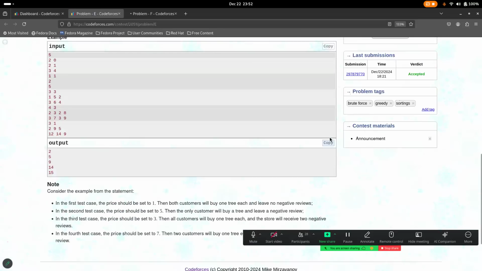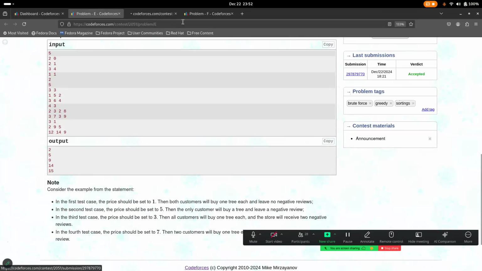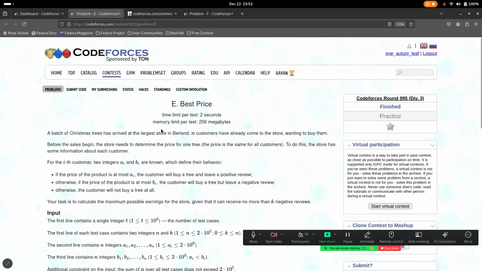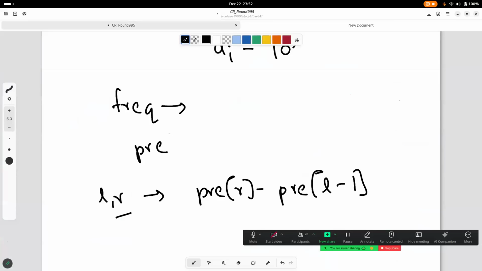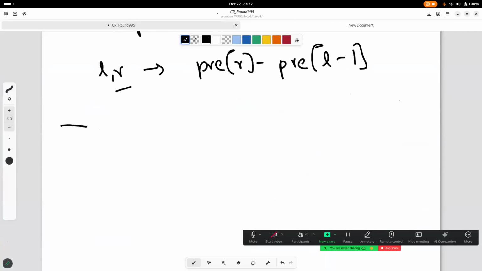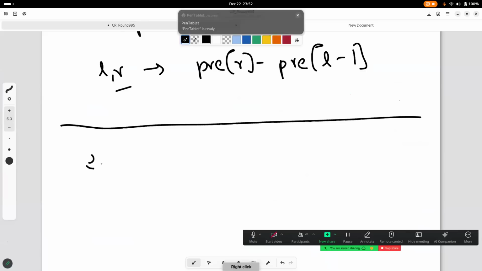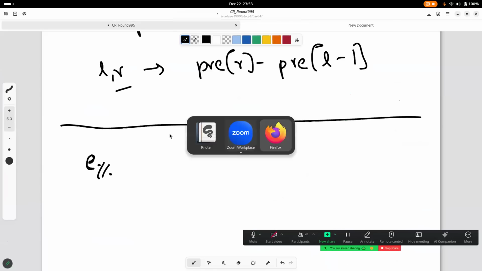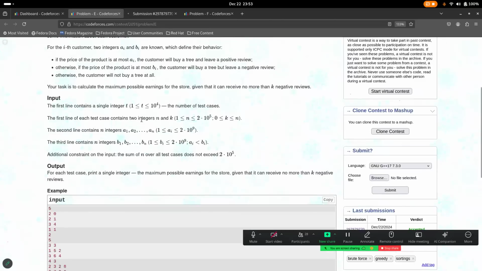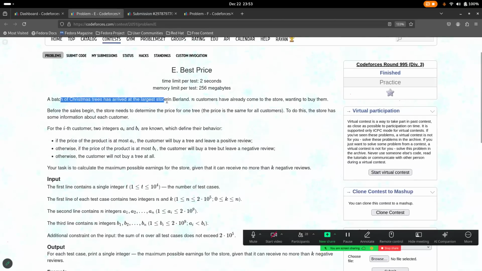And we can have problem E. All right. Now, in problem E, what we were given is a story: a batch of Christmas trees have arrived in the largest store in Berlin, and you have n customers who want to buy them.